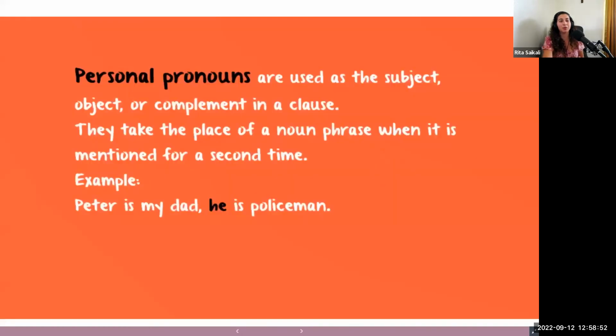So what are personal pronouns? Personal pronouns are used as the subject or the object complement in a clause. So basically, they take the place of a noun phrase when it's mentioned for the second time. For example, Peter is my dad. He is a policeman, or he's a policeman.